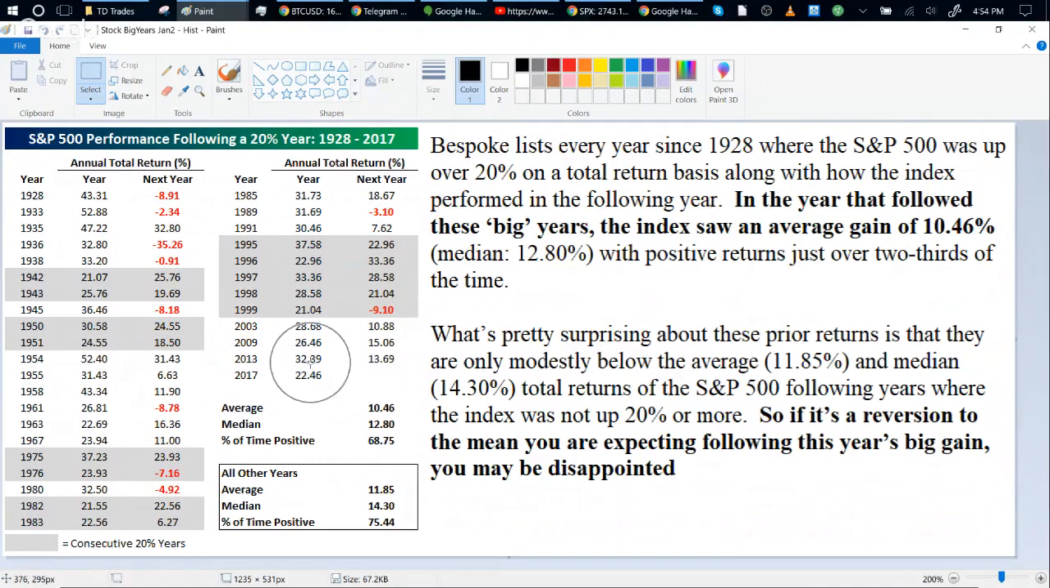Like 2013 was a really good year. We made 32%, and then we followed that with 13%. So in 2017, we made 22%. I'm actually a little surprised because 2016 is not here. 2016 was a pretty damn good year for the stock market.